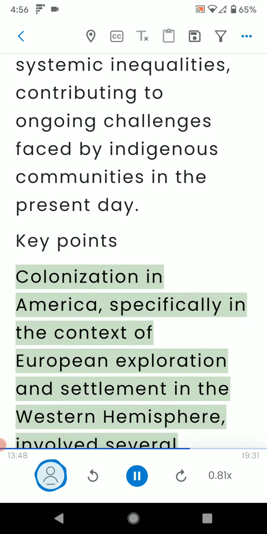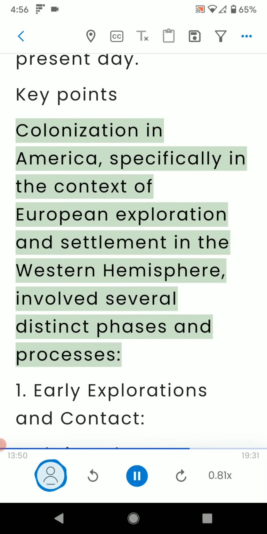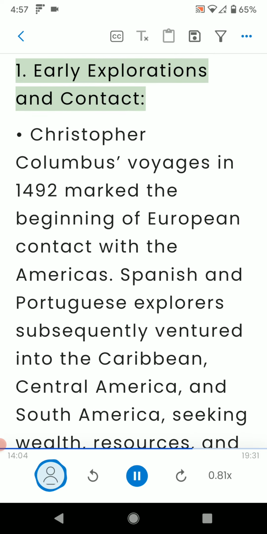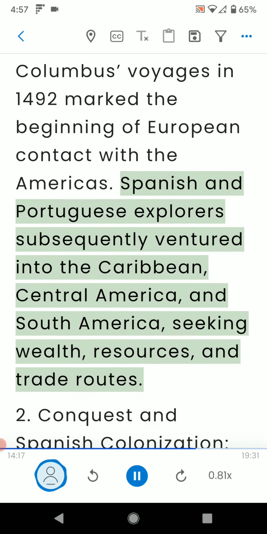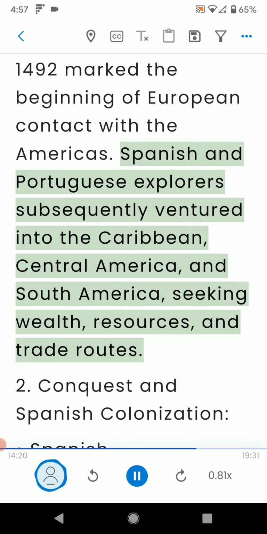Key points. Colonization in America, specifically in the context of European exploration and settlement in the Western Hemisphere, involved several distinct phases and processes. 1. Early explorations and contact. Christopher Columbus's voyages in 1492 marked the beginning of European contact with the Americas. Spanish and Portuguese explorers subsequently ventured into the Caribbean, Central America, and South America, seeking wealth, resources, and trade routes.